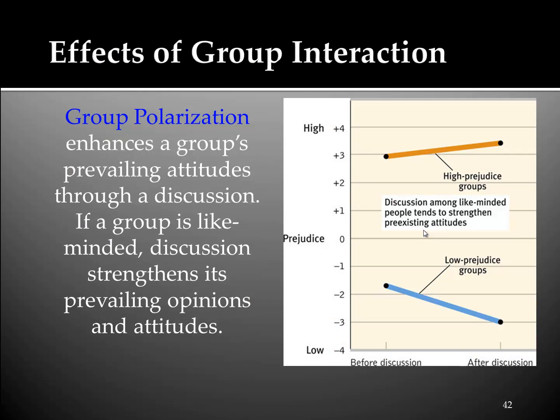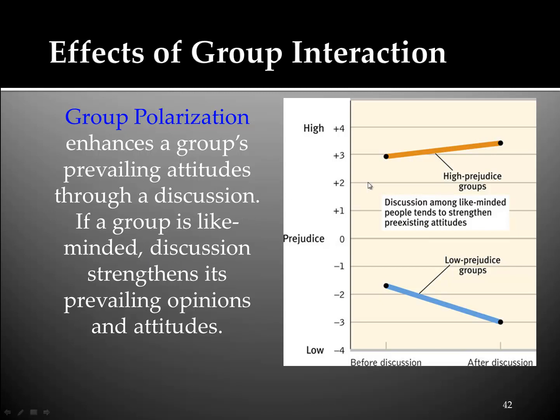Anyways, the effects of group interaction then. One of the things we look at is group polarization. And what we see out here are two lines on our graph here. Here's a high prejudice group and here's a low prejudice group. And what we're going to look at in group polarization is that polarization actually enhances a group's prevailing attitudes through a discussion. So if a group is like-minded, the discussion strengthens its prevailing opinion.